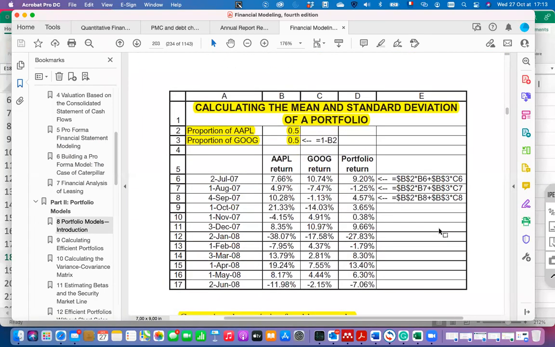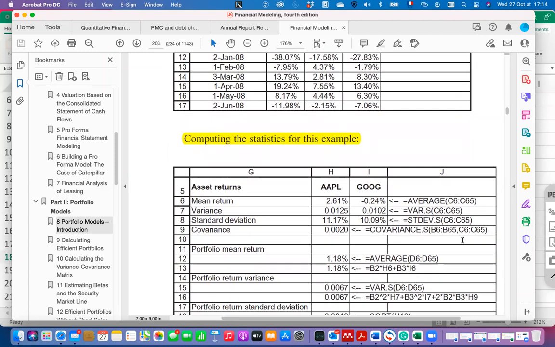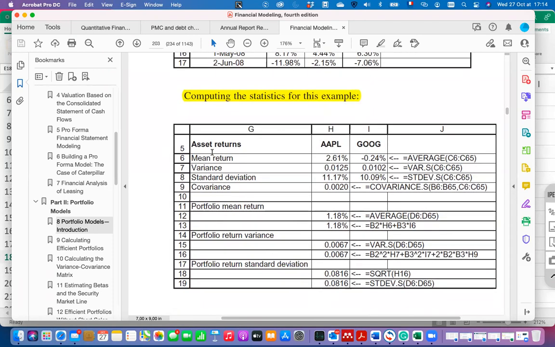So suppose our portfolio will be composed by 50% of Apple and 50% of Google. So suppose you have $1 million. So we'll invest $500,000 in Apple and $500,000 in Google, right? And then see how our portfolio will perform. So same thing, we have to compute the mean return, the variance, standard deviation. So we have already computed the covariance. So these are for Apple and Google, so already done. Now we have to compute the mean return, the variance, standard deviation for the portfolio.